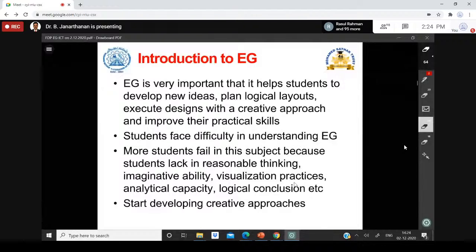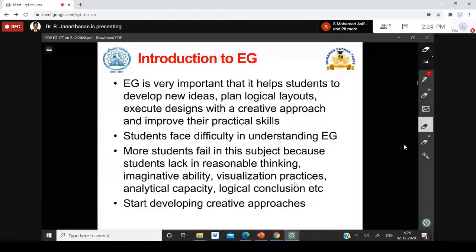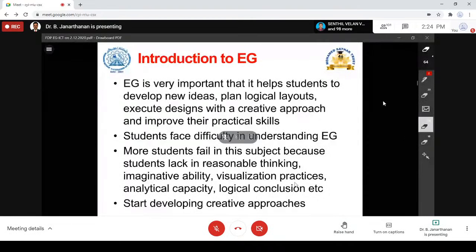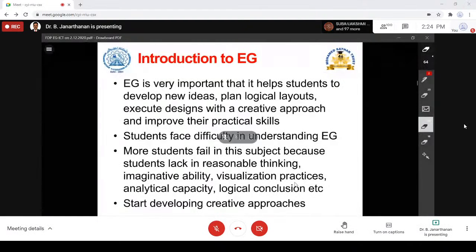So EG is very important, as it helps students to develop new ideas, plan logical layouts, execute designs with a creative approach, and improve their practical skills. Without the knowledge of engineering drawing, they cannot develop new ideas, because when they are on the shop floor, or if some new idea suddenly comes to their mind, they have to immediately put it into documented form. So this subject is very important for developing new ideas for engineers.